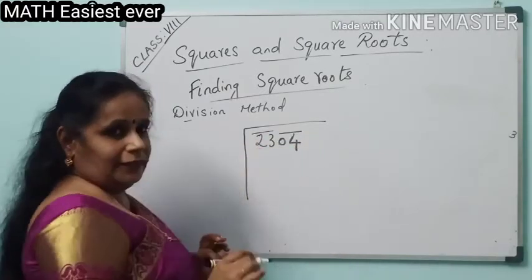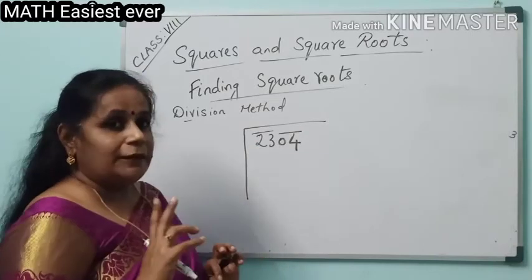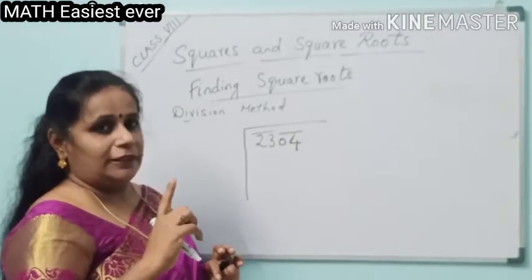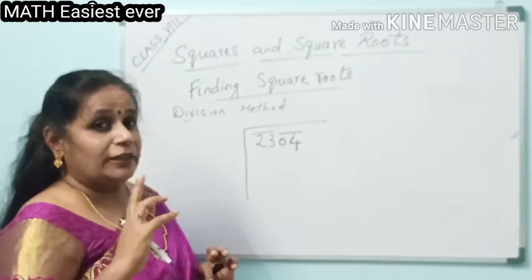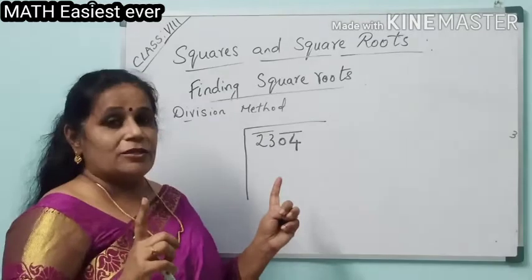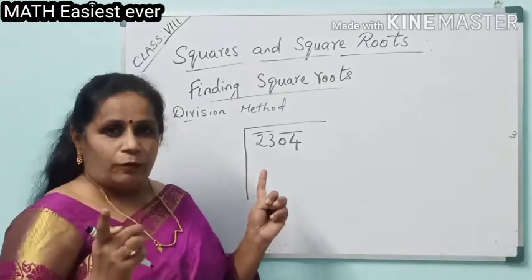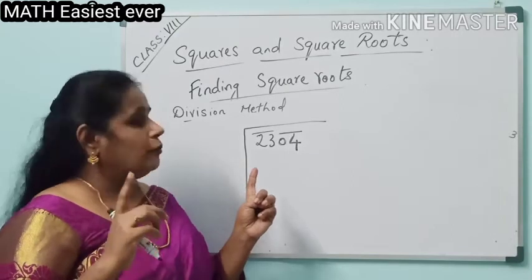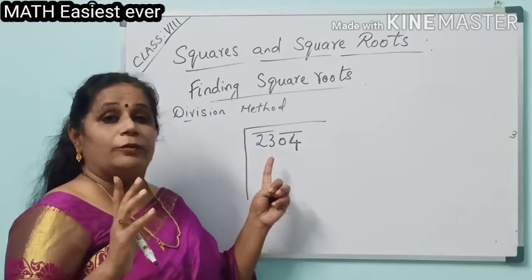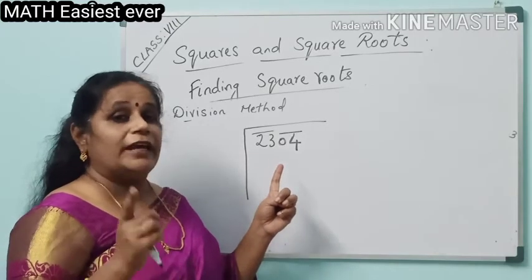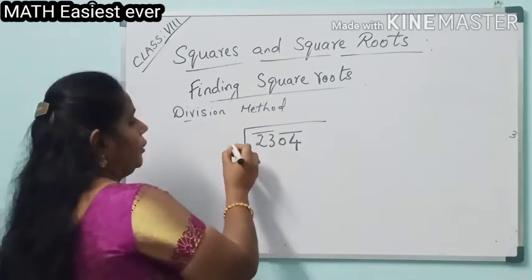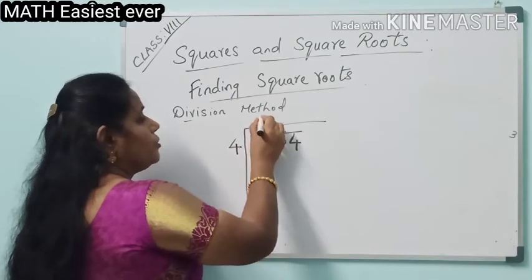Now take this 23. Now you have to multiply two numbers in such a way that the same number, for example 2 twos are 4, 3 threes are 9, 4 fours are 16. Like that you have to get the square number that is nearest to 23. So get started like that. 2 twos are 4, 3 threes are 9, 4 fours are 16, 5 fives are 25. 25 is more than 23. So you cannot take that. So take 4 fours are 16, which is nearest to 23. So what you do is write 4 here and also write 4 here.